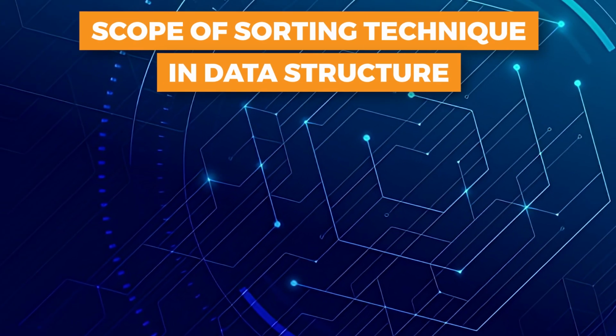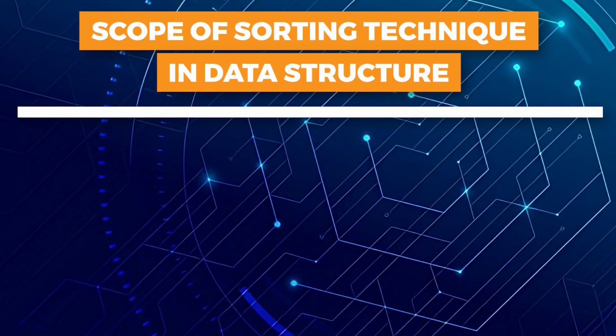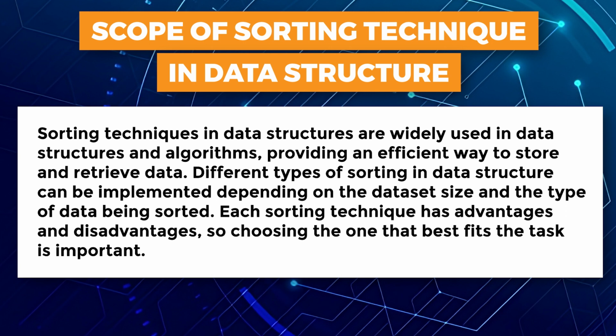So, the scope of sorting techniques in data structure: sorting techniques are widely used in data structures and algorithms, providing an efficient way to store and retrieve data. Different types of sorting in data structure can be implemented depending on the data size and the type of the data being sorted. Each sorting technique has advantages and disadvantages, so choosing the one that best fits the task is important. Now, talking about the applications, or we can say the techniques, sorting techniques with their scope also.